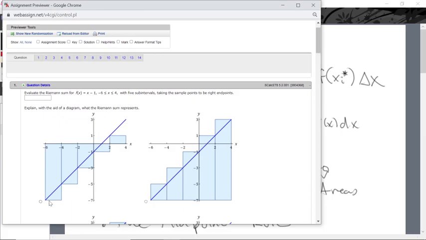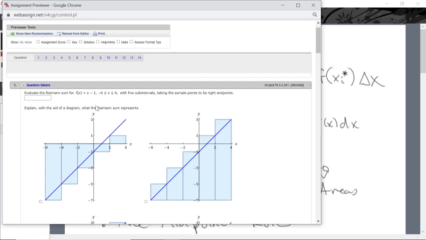So if this is the graph of f of x equals x minus 1, a linear equation with slope of 1 and y-intercept of -1, we want to see from -6 to +4, are we choosing the x star values on each of 5 subintervals? Are the x star values being chosen at the right ends of those subintervals?